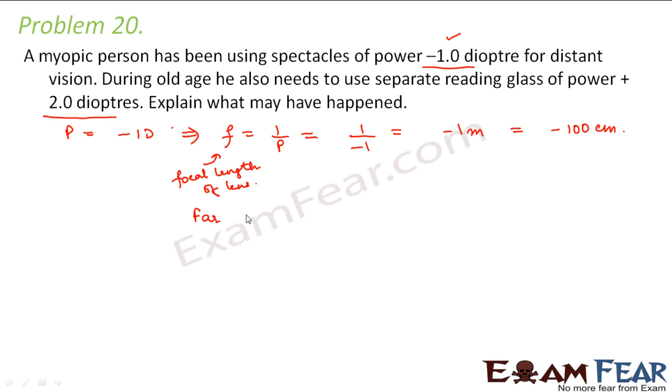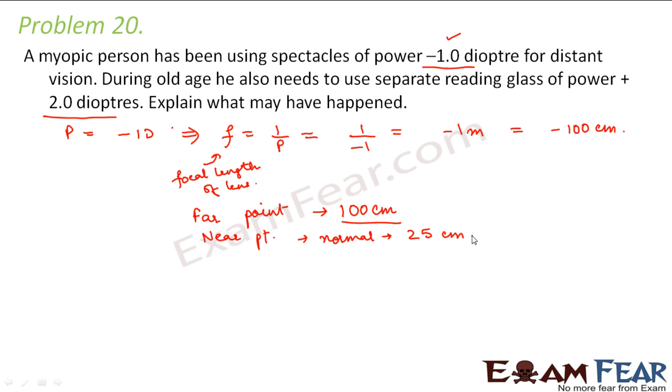So this also shows what my far point is. Far point is 100 centimeters because this lens is used when the person is not able to see distant objects clearly. So for this person, the far point is 100 centimeter. You are clear with near point and far point, right? Near point means the least distance of distinct vision and far point means the maximum distance of distinct vision. So now this is my far point, and what is my near point normally? Near point under normal condition is 25 centimeters, right?